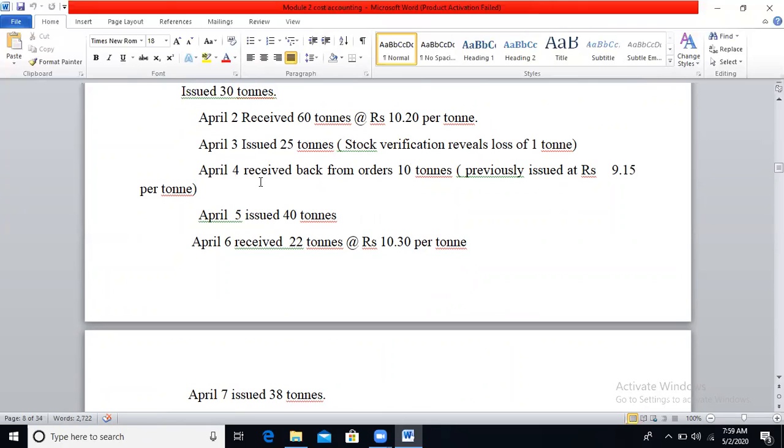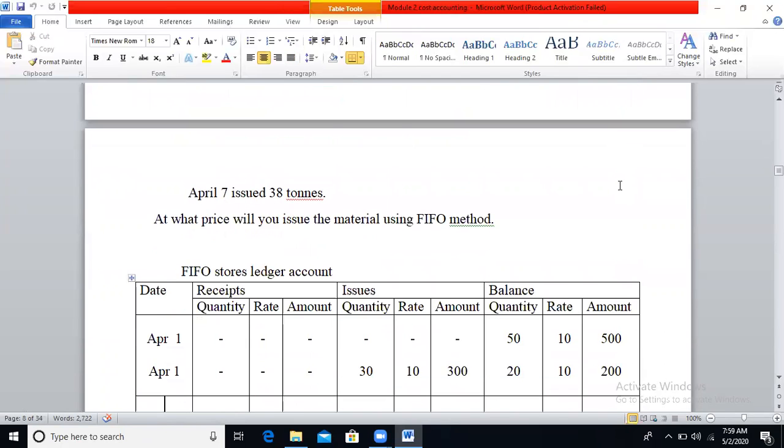April 4th, received back from orders 10 tons previously issued at rupees 9.15 per ton. So previously we have issued this to the production department, but this should be returned back to our stores. So returns will be considered as receipts. These receipts will be 10 tons, and here they have mentioned the price also, that is 9.15. So consider the same price.